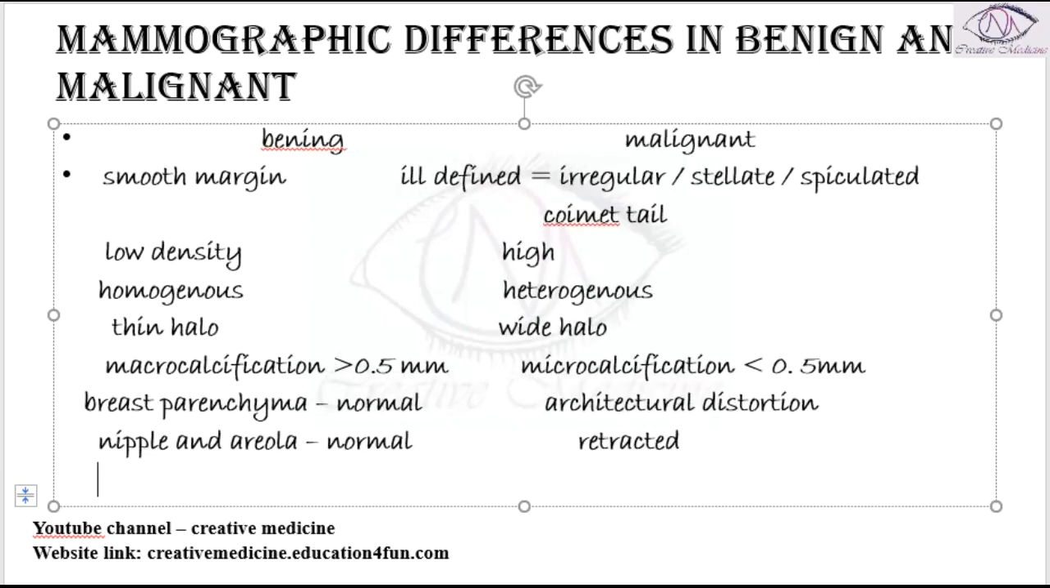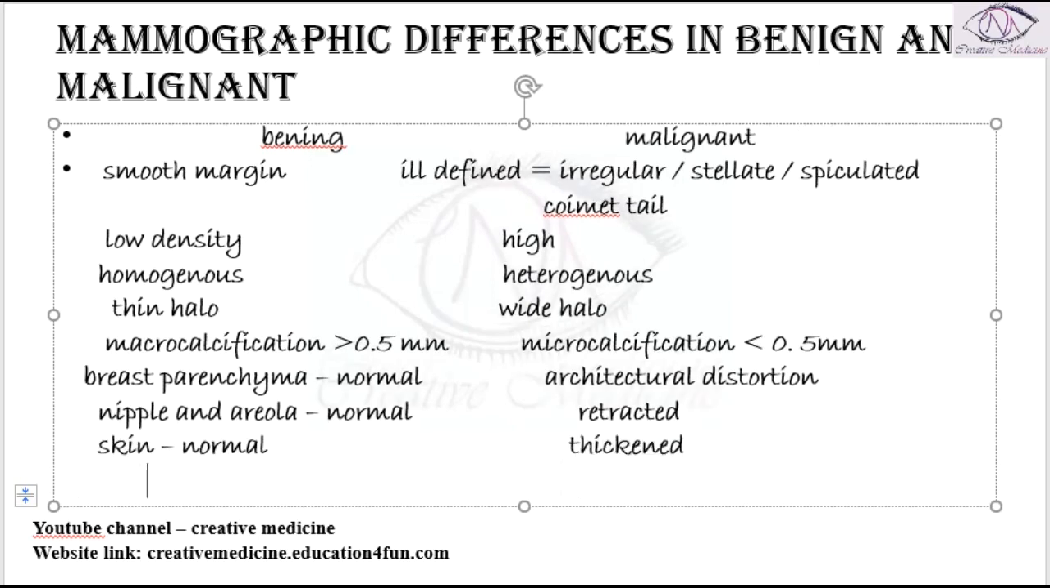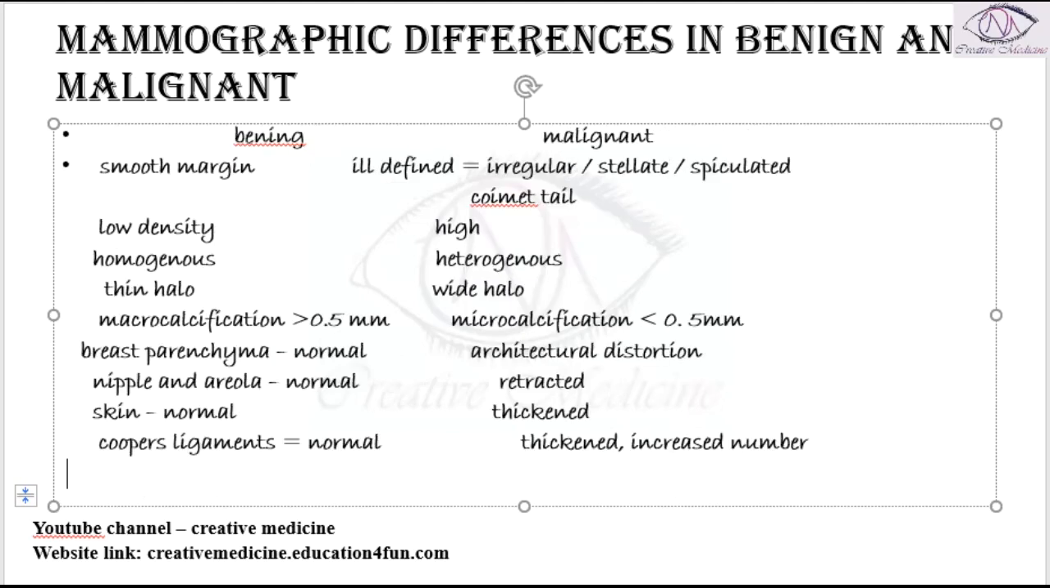Then in benign tumor, the skin is normal, whereas in malignant tumor, the skin is thickened. In benign tumor, Cooper's ligaments are normal, whereas in the malignant tumor, Cooper's ligaments are thickened and show an increased number.